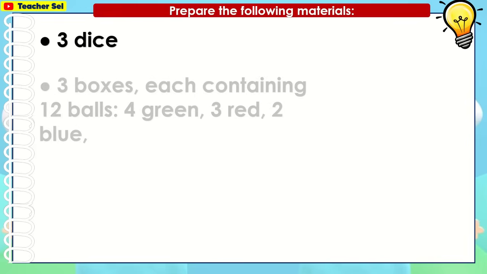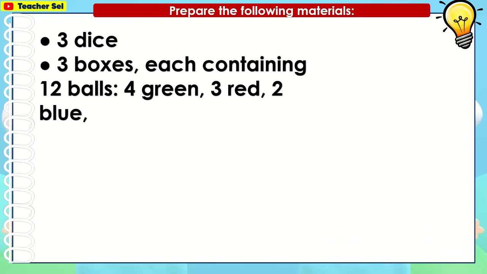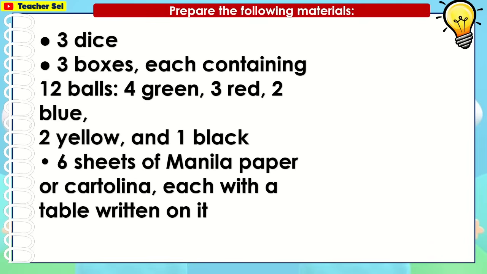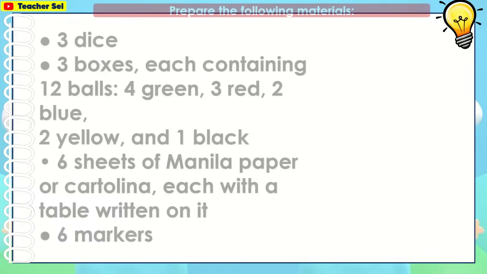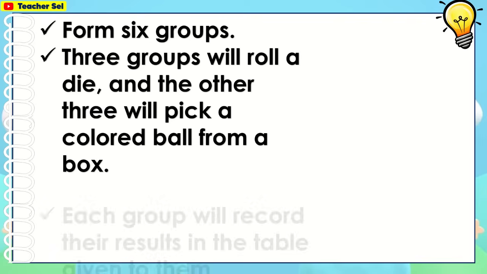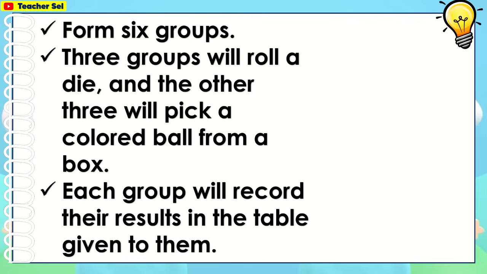Prepare the following materials: 3 dice, 3 boxes, each containing 12 balls, 4 green, 3 red, 2 blue, 2 yellow, and 1 black, 6 sheets of Manila paper or cartolina, each with a table written on it, 6 markers. Form 6 groups. 3 groups will roll a die and the other 3 will pick a colored ball from a box. Each group will record the results in the table given to them.